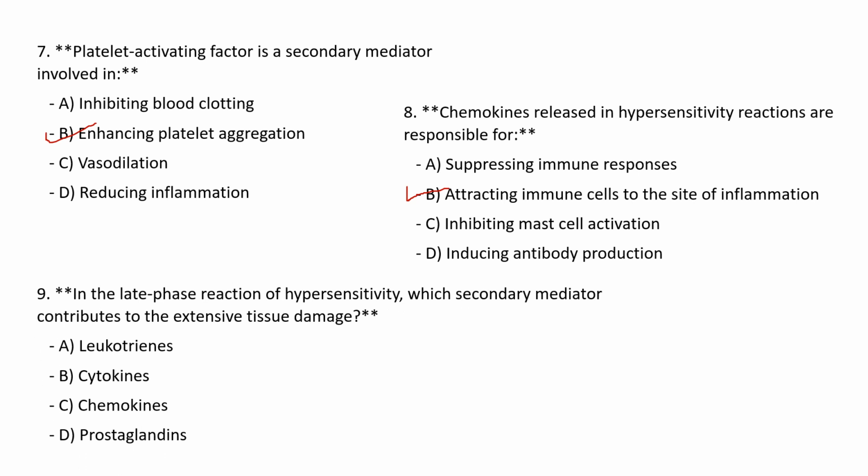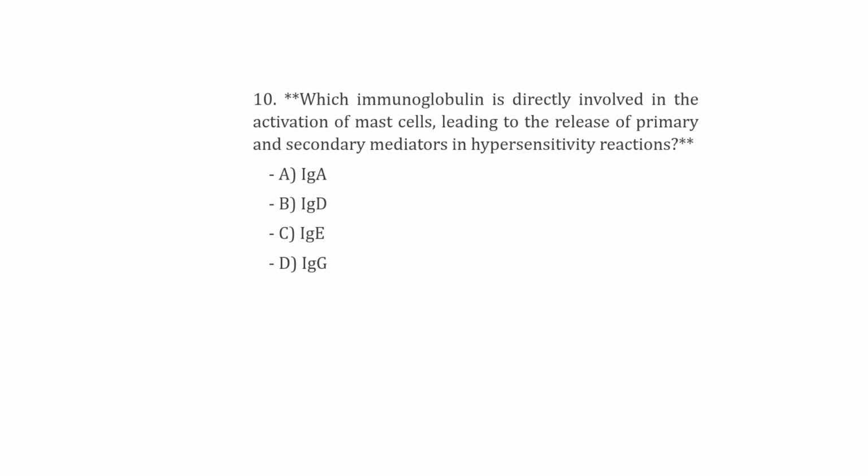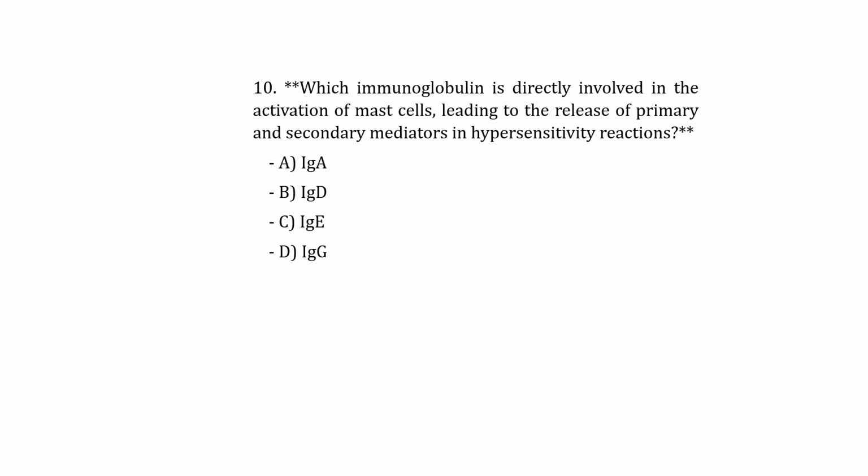In the late phase reaction of hypersensitivity, which secondary mediators contribute to the extensive tissue damage? That is the leukotriene. Answer is leukotriene. Which immunoglobulin is directly involved in the activation of mast cells, leading to the release of primary and secondary mediators in hypersensitivity reaction? Answer is IgE. Mainly in hypersensitivity 1, IgE antibody is responsible for the release of primary and secondary mediators.